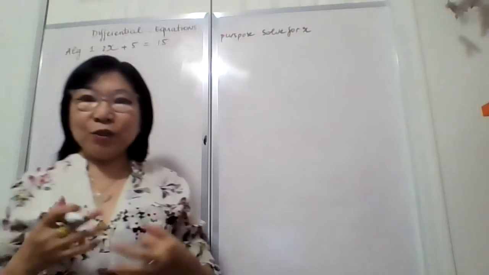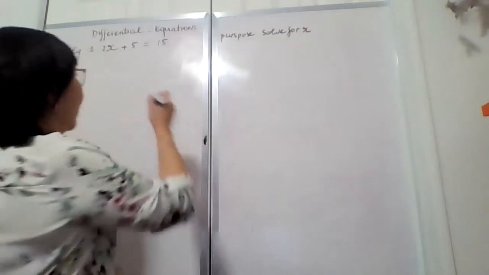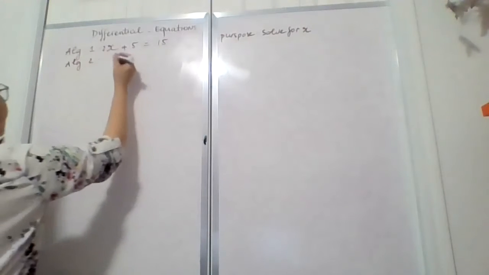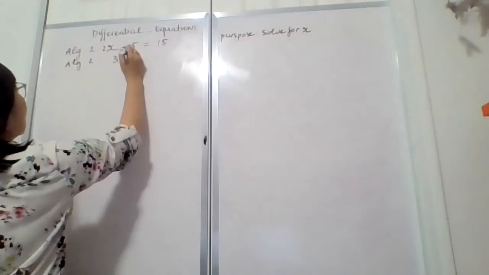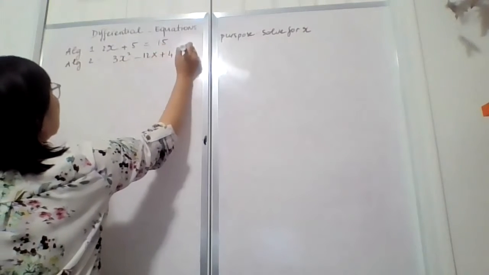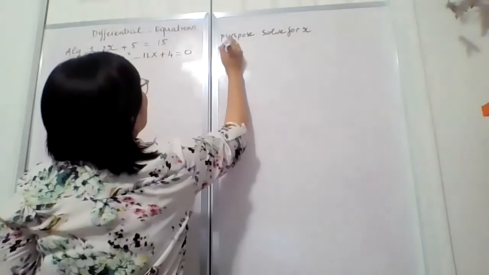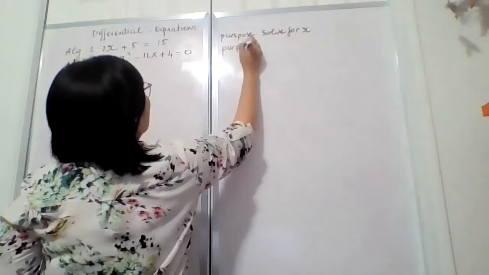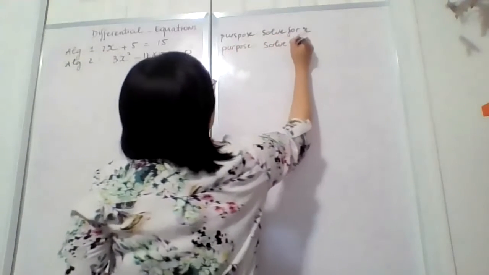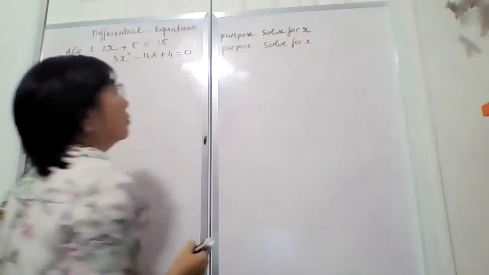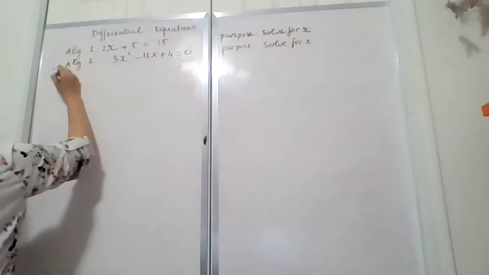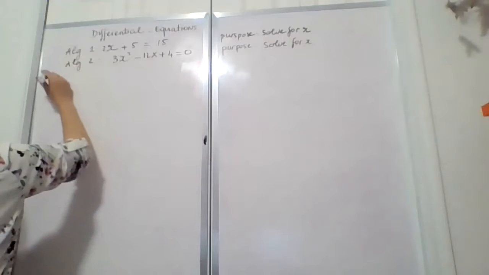Now, when you progress to algebra 2, you have something like 3x squared minus 12x plus 4 equals 0. And what is your purpose? Your purpose is to solve for x as well. Same thing, right? Now we progress to differential equations.